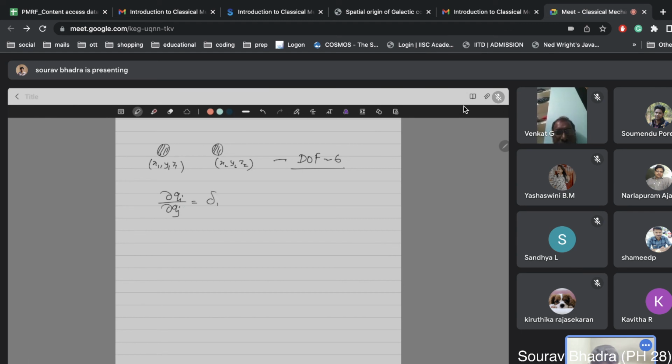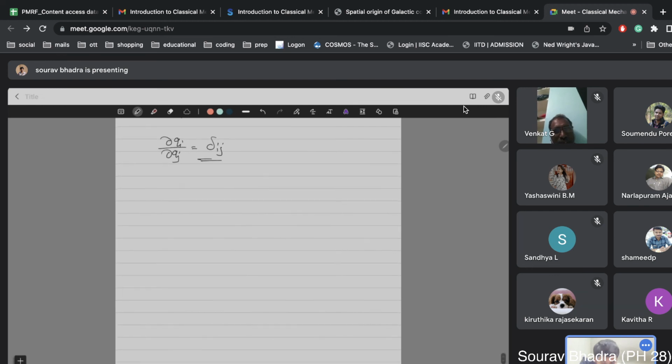You all know that the result is delta ij, because only those values will survive for which i and j are the same, right? Okay. Now another thing was half m rho dot square plus rho square alpha dot square plus half m z dot square, and the question asked which of the following is not a cyclic coordinate. So you know, for a cyclic coordinate the condition is delta L delta q equals 0.